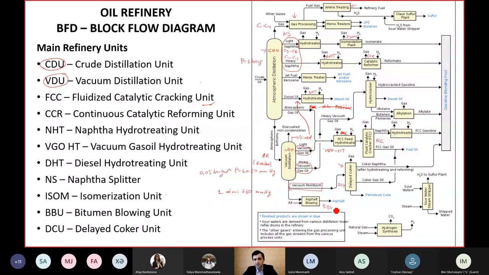When we have these products separated, now they have to be treated. Why? Because they have a high amount of sulfur content mostly, and also nitrogen content. These impurities should be treated. That's why we have the hydrotreaters for each product. And then we send light naphtha to isomerization, heavy naphtha to catalytic reformer. Here we produce the aromatics.